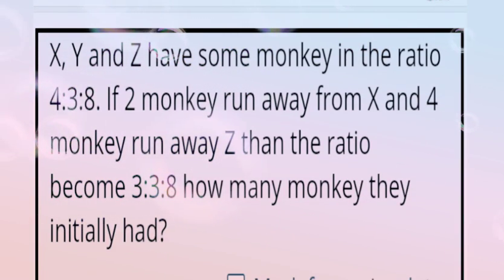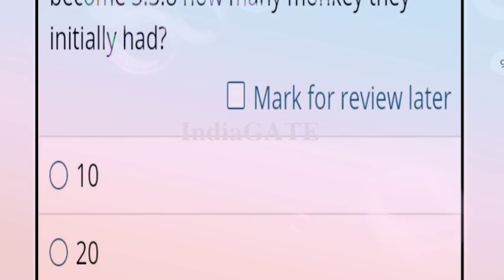X, Y and Z have monkeys in the ratio 4:3:8. If 2 monkeys run away from X and 4 monkeys run away from Z, then the ratio becomes 3:3:8. How many monkeys did they have initially? The correct answer for this question is option D, 30.